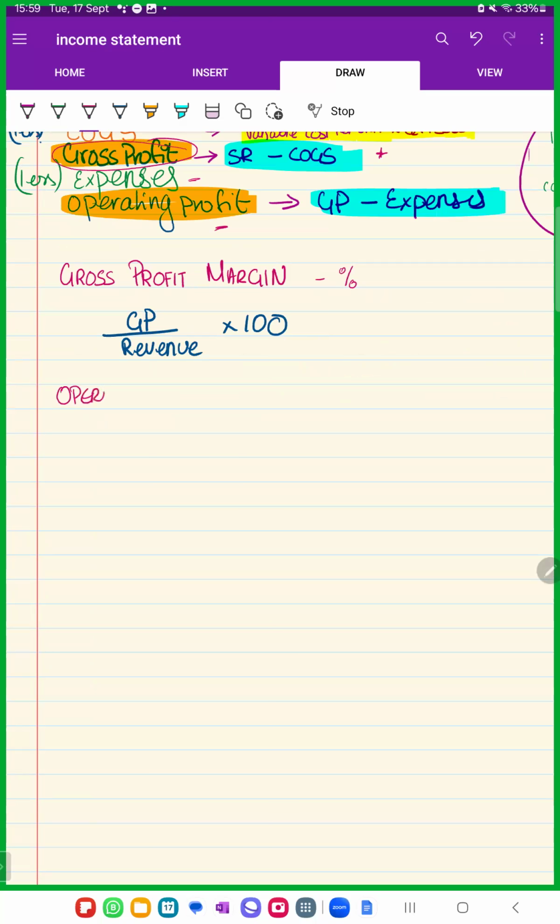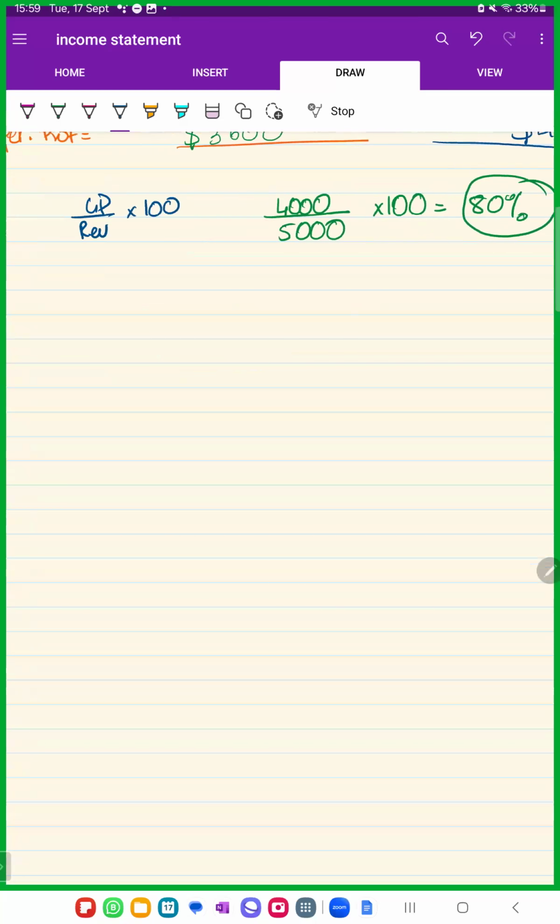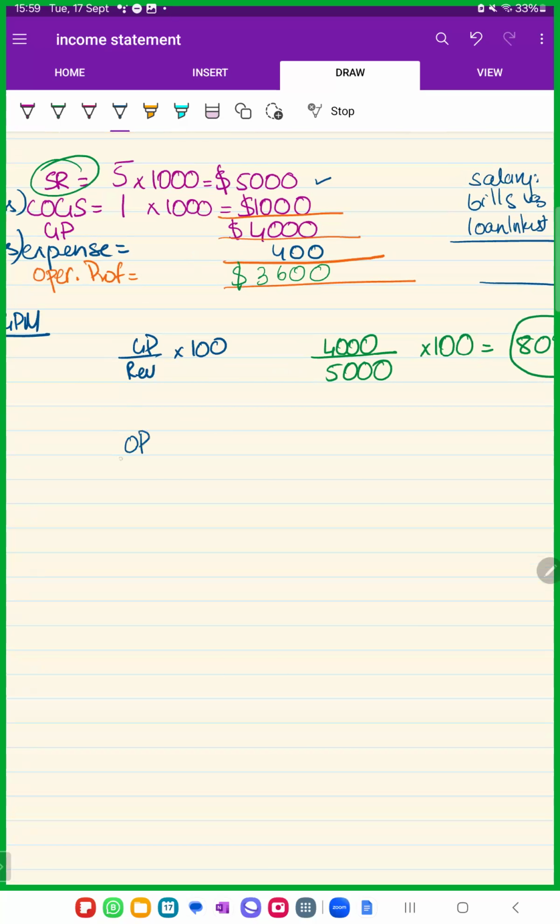So operating profit margin. That's the same. Operating profit. Okay. So what happens here? What's my operating profit here? 3,600 divided by 5,000.